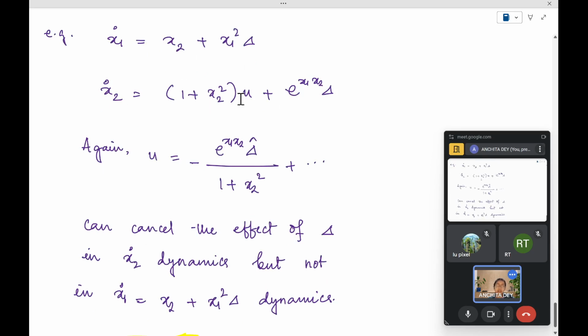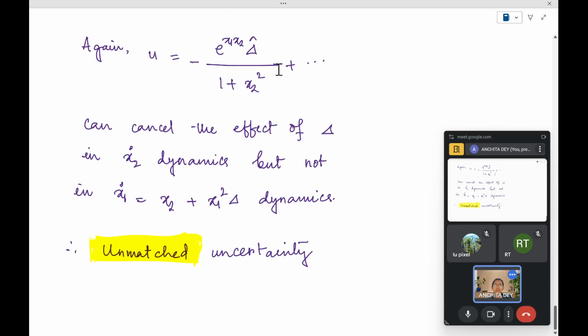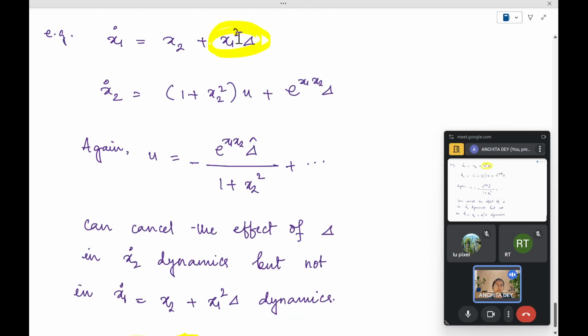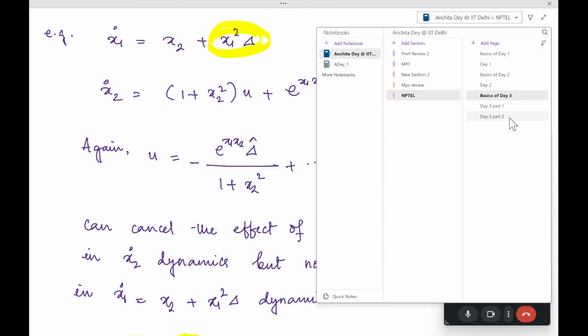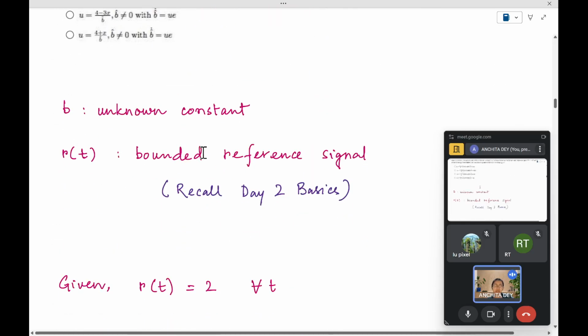However, notice no matter what you design, you can't cancel the effect of delta in x1 dot, right? So this part cannot be addressed. You cannot do anything to handle this. So this here is an unmatched uncertainty, because this delta does not lie in the span of u. So if we look into this question now, I think it's easy to follow.